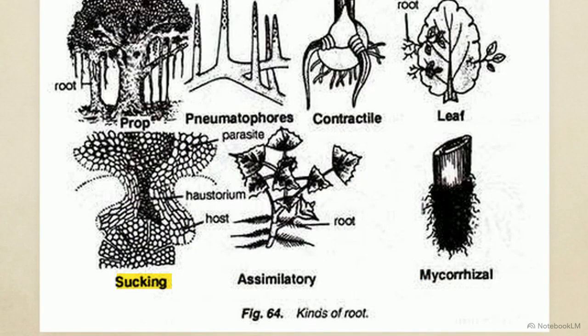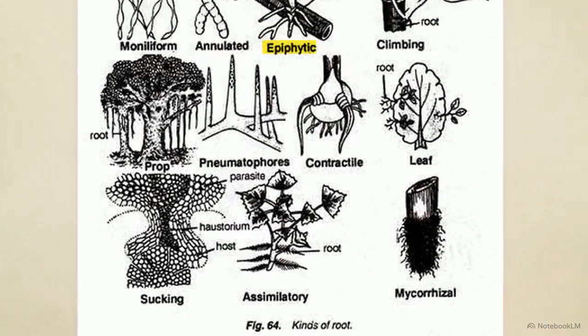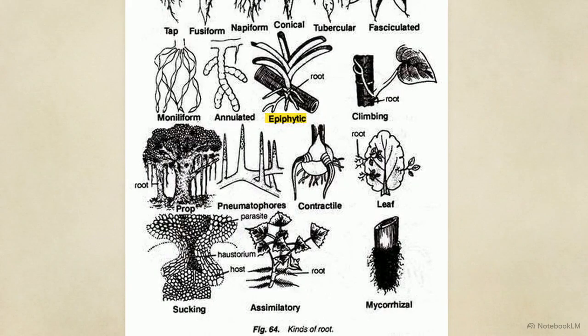Look at the sucking roots diagram. Parasitic Cuscuta develops haustoria, penetrating host tissue to absorb nutrients. Epiphytic roots on orchids hang freely, relying on porous filaments to absorb atmospheric moisture. Finally, assimilatory roots develop chlorophyll to actively perform photosynthesis.